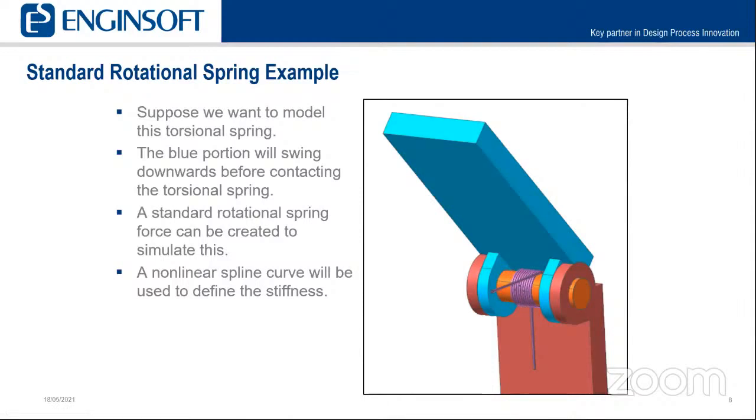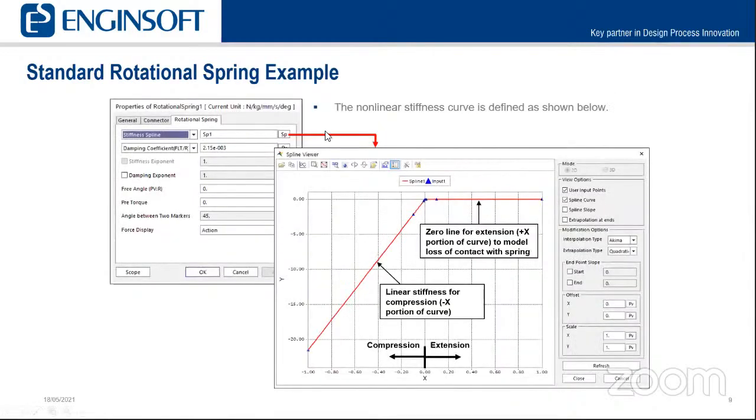And then once it hits that torsional spring, the spring will start to exert an upward torque on this body. So to capture that behavior, where at some point you have no force or torque applied, and then after a certain point you have the torque starting to be applied, we're going to use a nonlinear spline to handle that situation. And so this is what the nonlinear stiffness curve will look like.